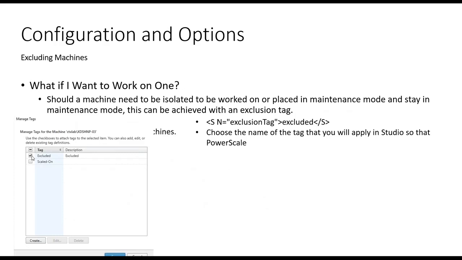So what if I want to exclude machines? I mentioned tags. By default, the tag is called excluded. Create a tag in Studio called excluded and assign that to the machines that you don't want PowerScale to touch, and it will just ignore them. It does create tags for you in Studio. So if it scales a machine on, it creates a tag called scaled on. It clears those off at the end of business hours and treats them like normal machines and powers them off. But just bear in mind, you will be able to see which ones it actually scales on for you.